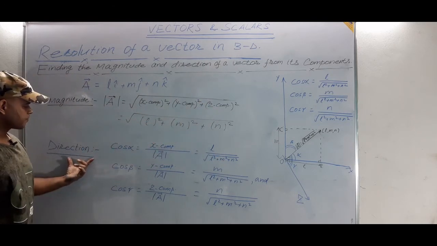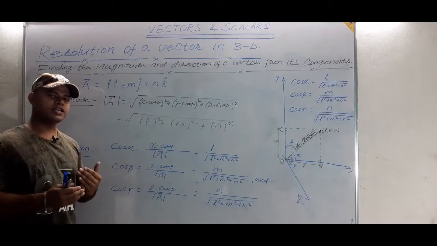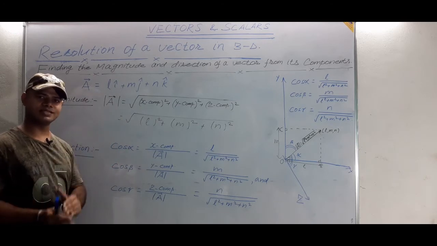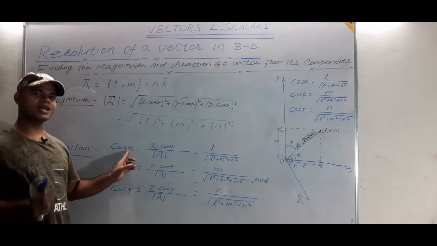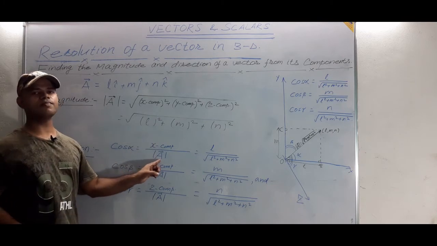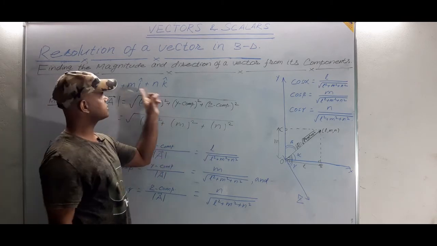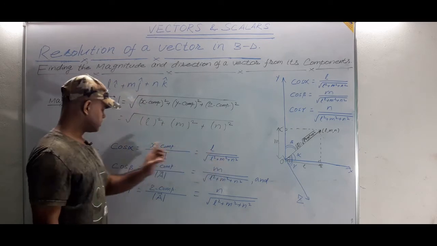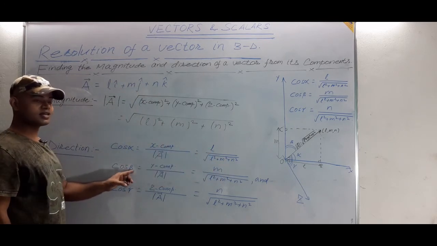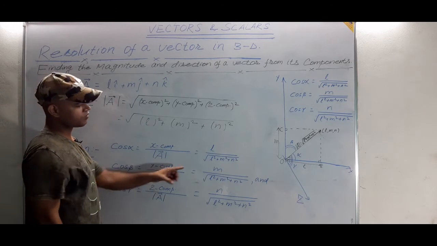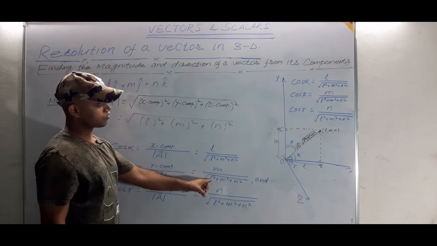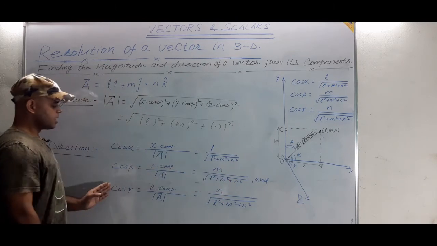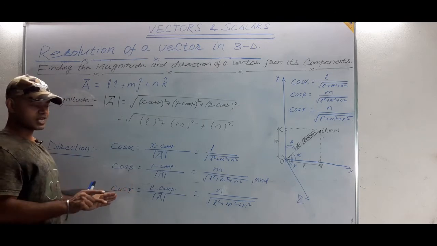What about direction? We find the direction simply by writing alpha, beta and gamma, the angles with respect to the x-axis, y-axis and z-axis. So cos alpha, where alpha is the angle with respect to the x-axis, is the x component upon the magnitude of the vector. The x component here is L, and the magnitude of the vector is root of L square plus M square plus N square. Similarly, cos beta, where beta is the angle with respect to the y-axis, is the y component upon the magnitude of the vector. The y component here is M, and the magnitude is root of L square plus M square plus N square. So this is cos beta. Similarly, cos gamma, where gamma is the angle with respect to the z-axis.